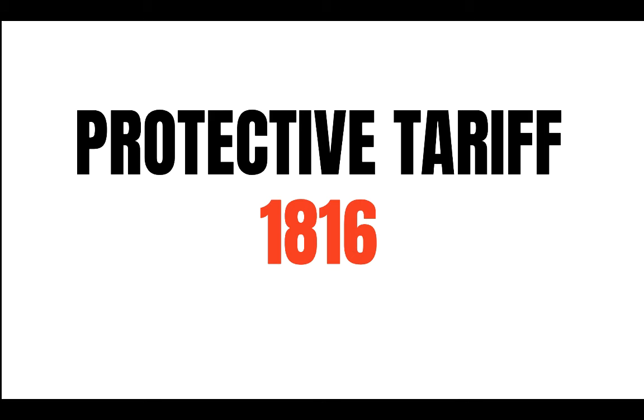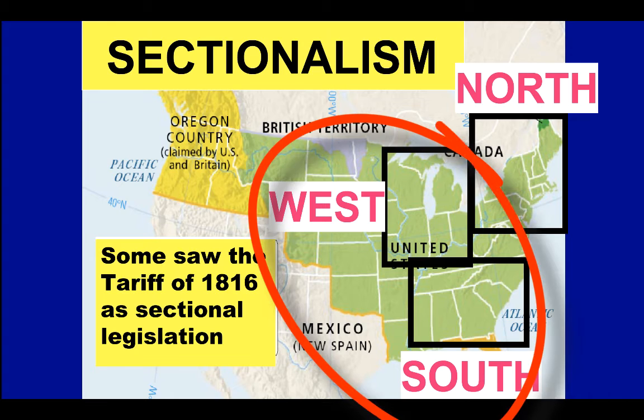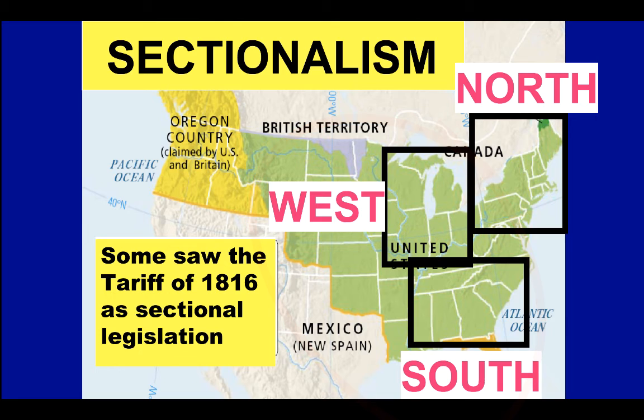The Tariff of 1816 was the first time a tariff was passed primarily for protection, not just to raise revenue. The purpose of the tariff was to help out American factories. While this sounds super awesome, areas without a large number of factories did not see the benefit of this tariff. Some saw the Tariff of 1816 as sectional legislation.